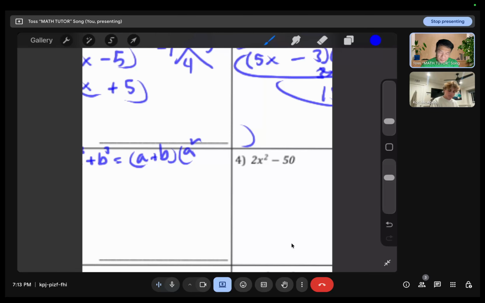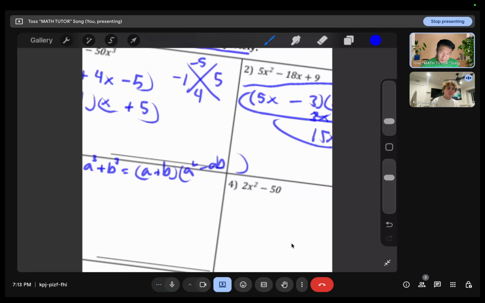Yeah. This will be A squared. There'll be opposite here, minus AB. And then plus B squared. The last is always plus. So something like this. Here we go.